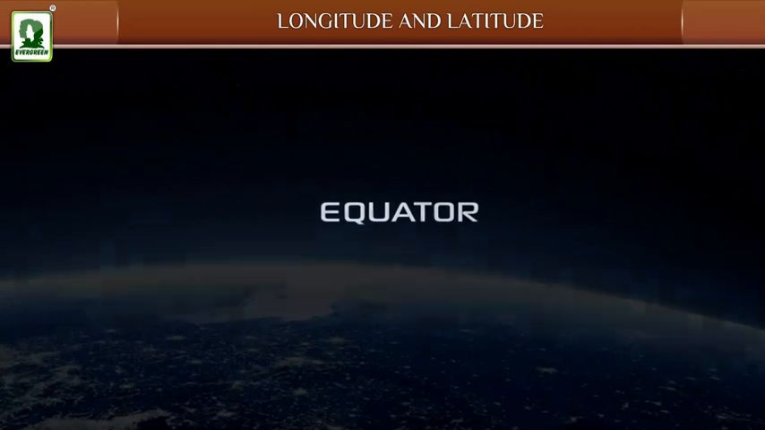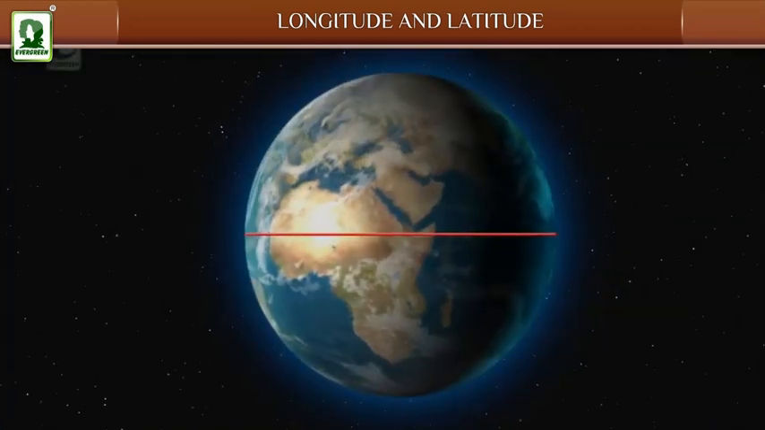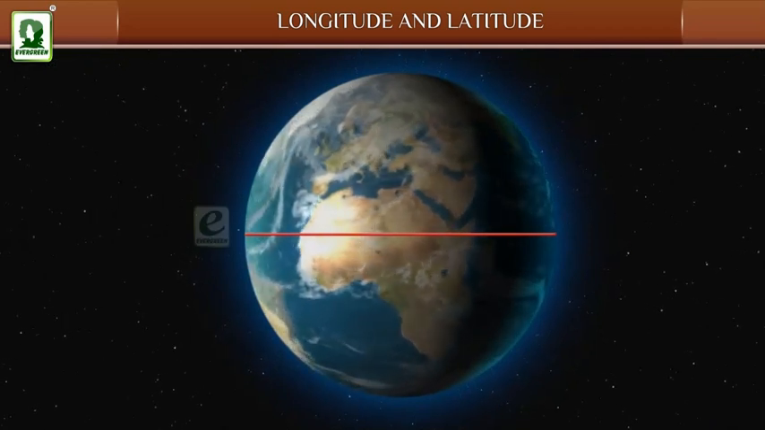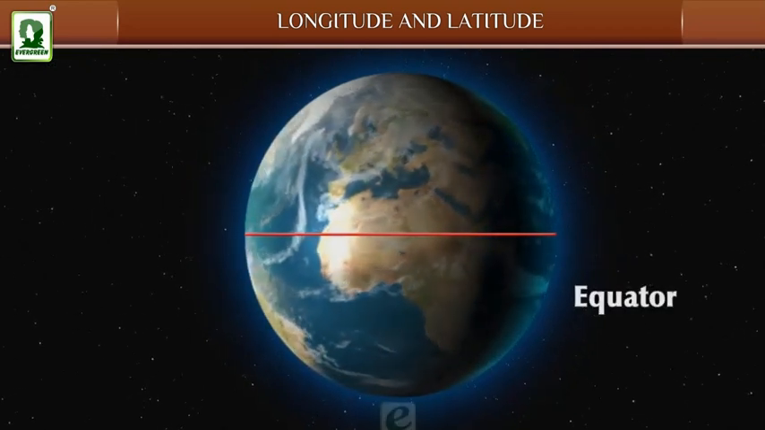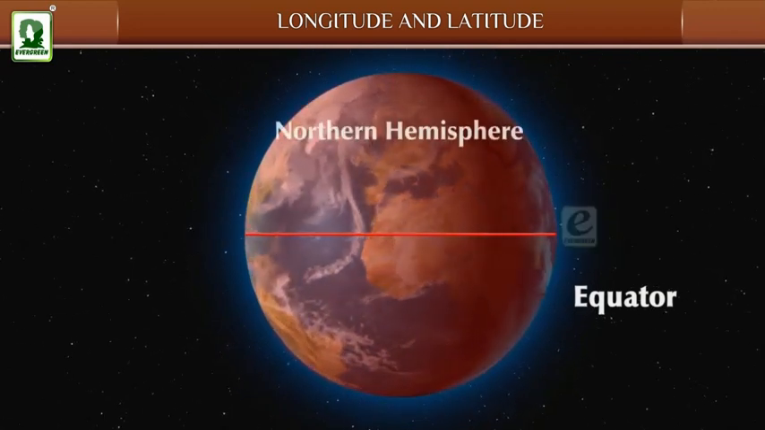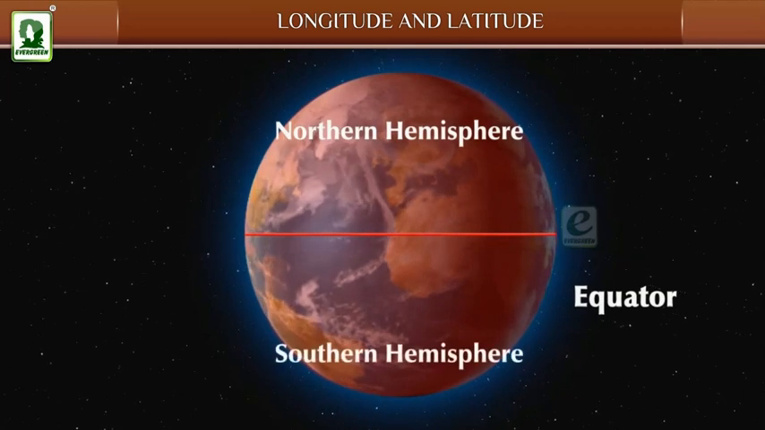Equator. Locate the other imaginary line running around the globe through its middle. This line called equator divides the Earth into two equal halves, the northern hemisphere and the southern hemisphere.